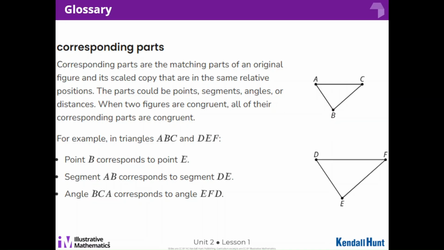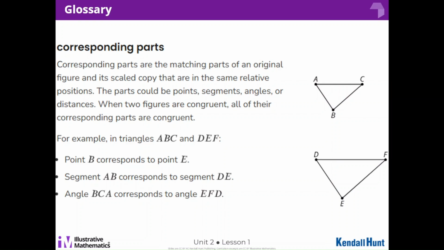Corresponding parts are the matching parts of an original figure and its scaled copy. Scaled means having a different size, bigger or smaller. So we can see in the pictures on the right side, the top triangle is smaller than the bottom triangle. So it's a scaled copy that are in the same relative positions. The parts could be points, segments, angles, or distances.